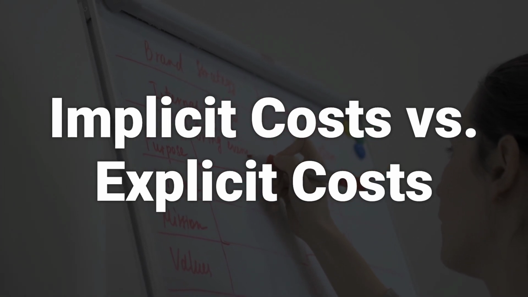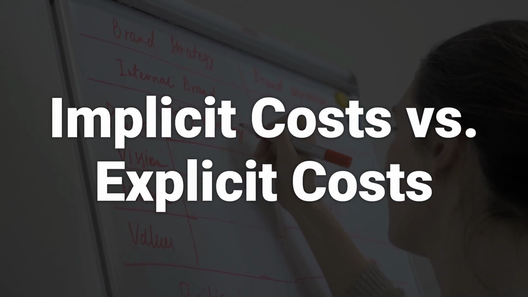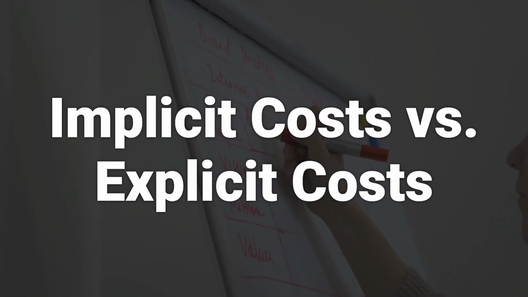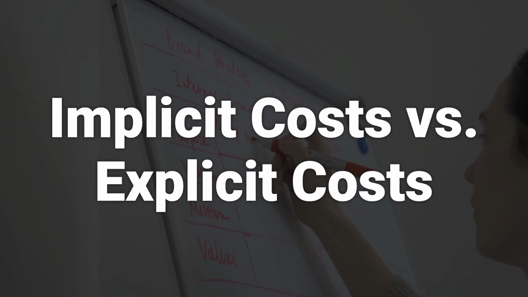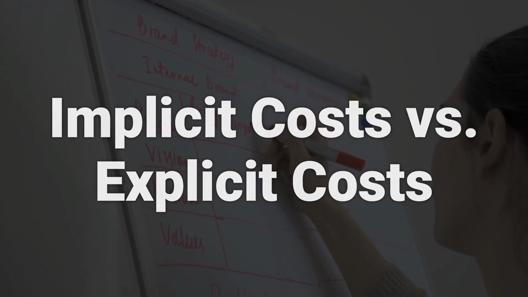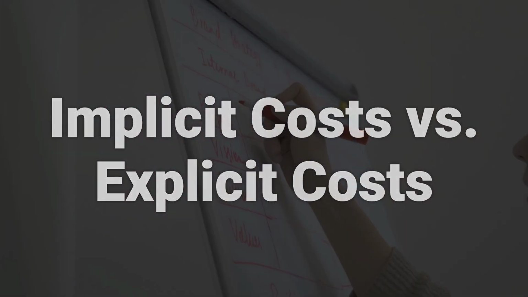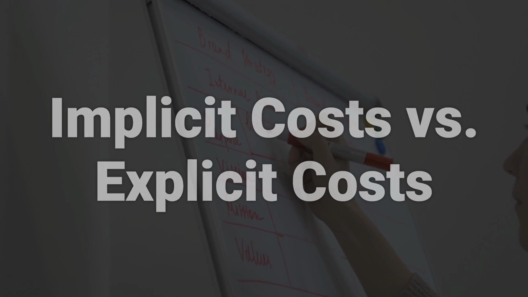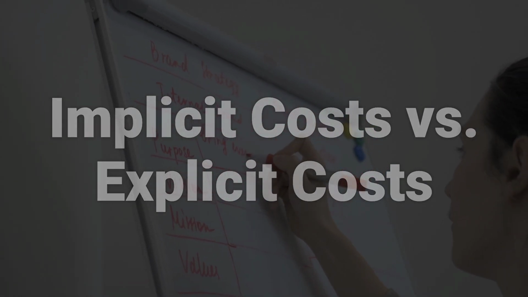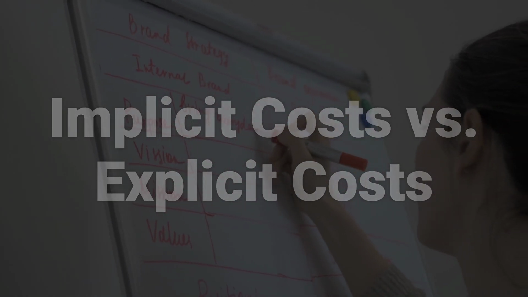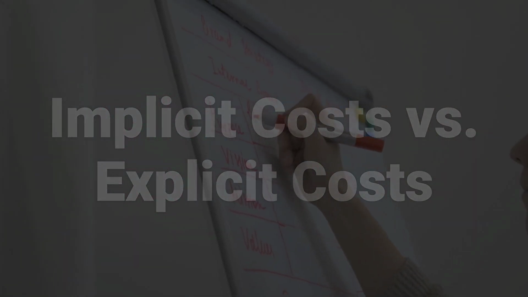This makes implicit costs synonymous with imputed costs, while explicit costs are considered out-of-pocket expenses. Implicit costs are harder to measure than explicit ones, which makes implicit costs more subjective. Implicit costs help managers calculate overall economic profit, while explicit costs are used to calculate accounting profit and economic profit.